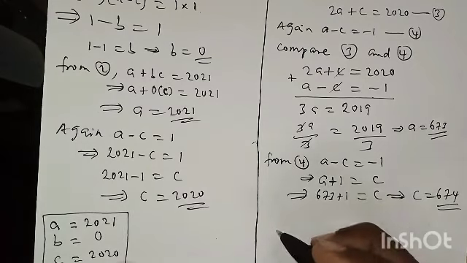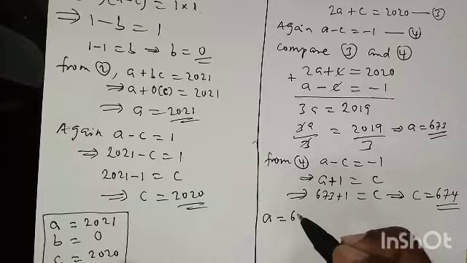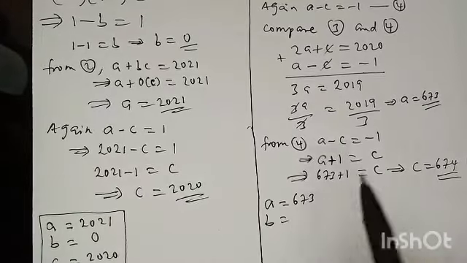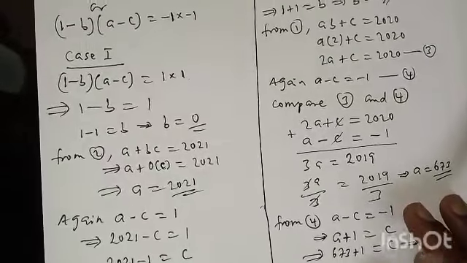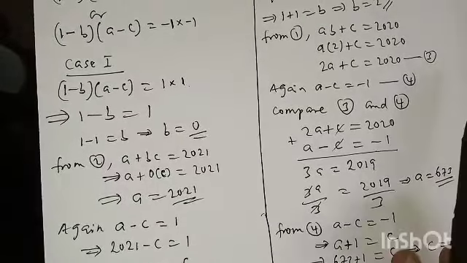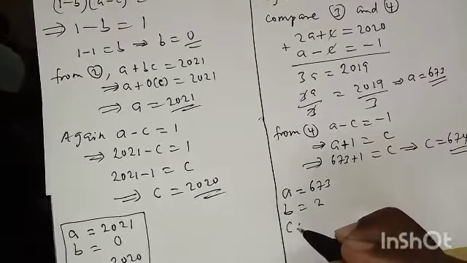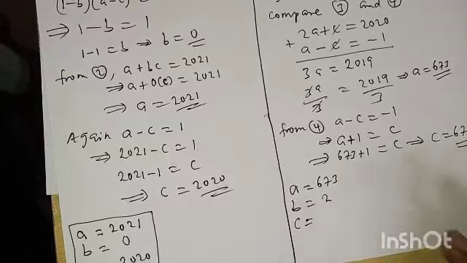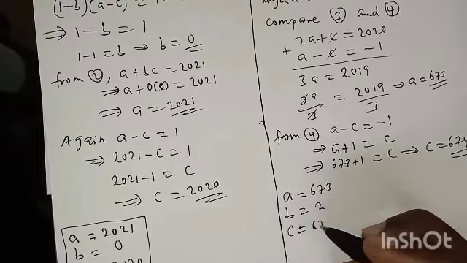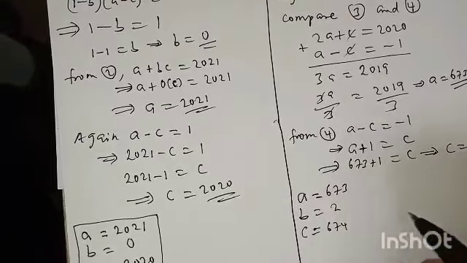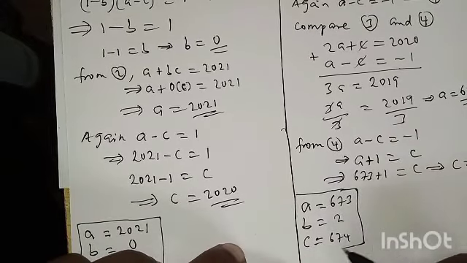So therefore, in this case 2, we have our a equal to 673. Then we have b, which is 2. And we have c, which is the same thing as 674. So these are the results for the second case.